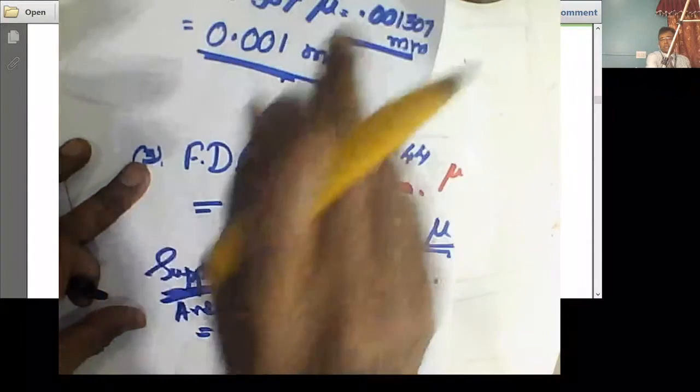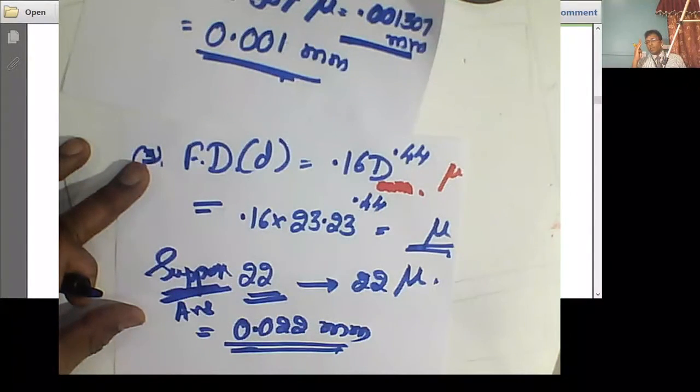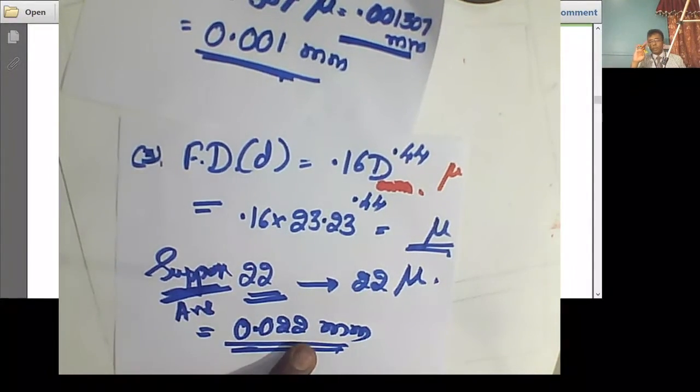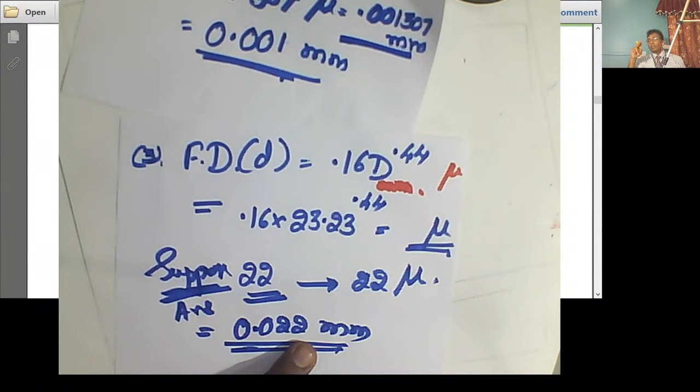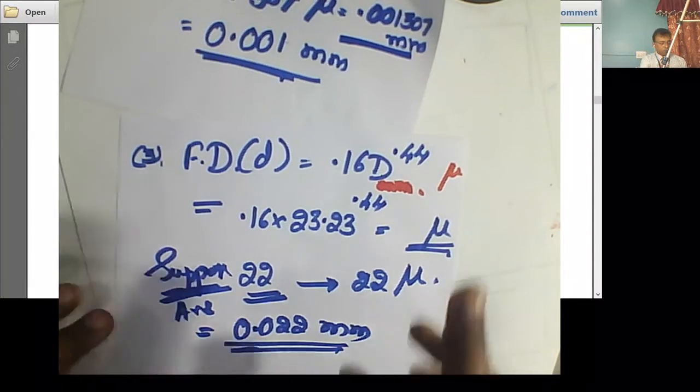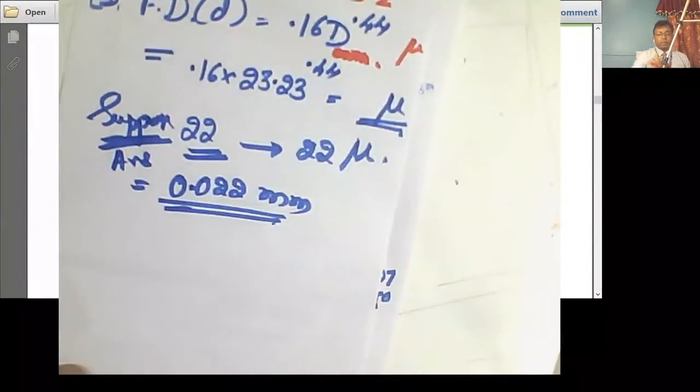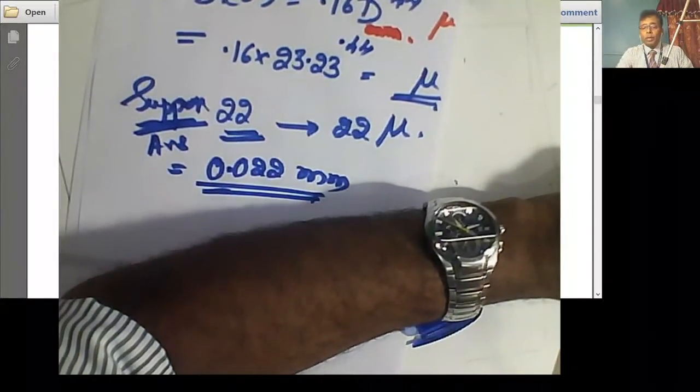Next, second question: how many decimal places do we need? We need to reach up to the third decimal, 0.002, in case of limits, fits and tolerance. But in case of gauge design, we need to reach up to the fourth decimal. Having said that, the problem gets over.